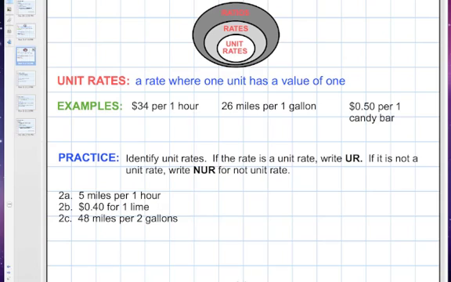So again, I have 3 more problems for you to solve in your math notebook. Please solve problems 2A through 2C in your notebook. If the rate is a unit rate, write a capital UR. If it's not a unit rate, write a capital NUR. And then press play when you're ready to check your answers.